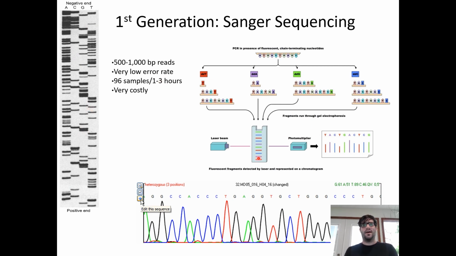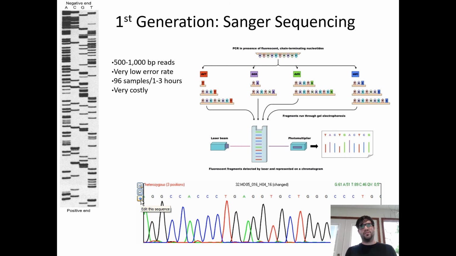And then the subsequent technology used different fluorophores. We would incorporate these chain terminating fluorescent nucleotides, run them out on capillary electrophoresis, and then this fluorescent label would correlate with the different sequences. In this case, the first base pair would be a G, the second would be a G, then C, C, A, C, C, C, T, etc. This was very labor intensive, and you could only really run 96 samples in a 1 to 3 hour block or a single plate, and it was very costly.